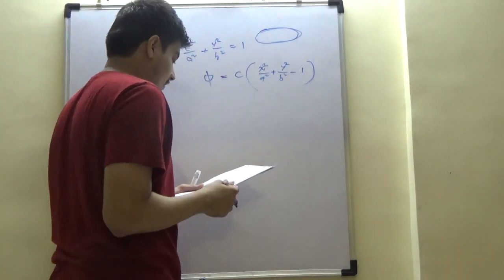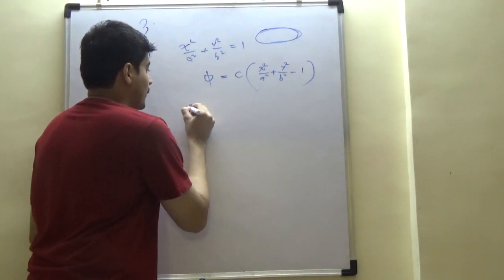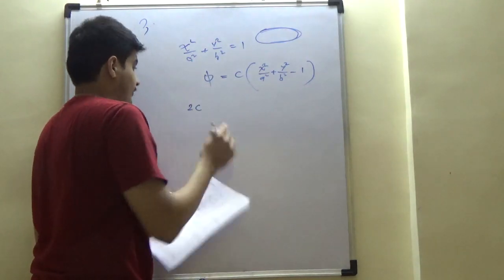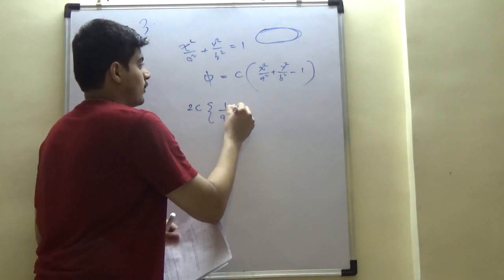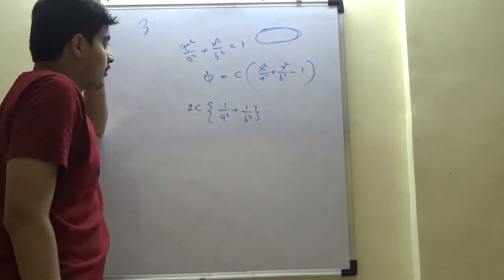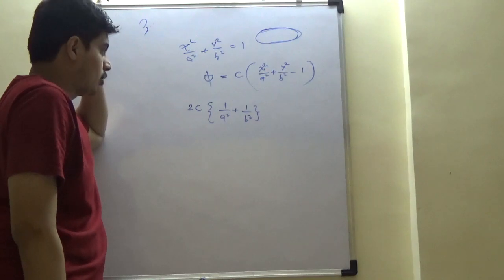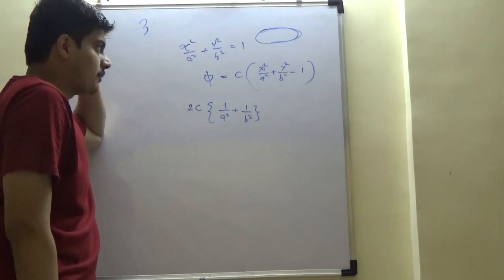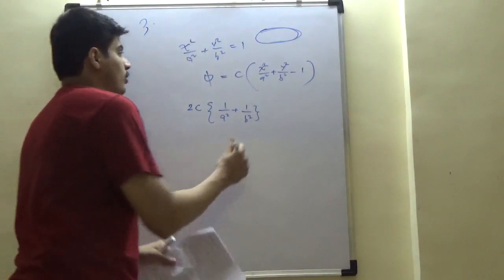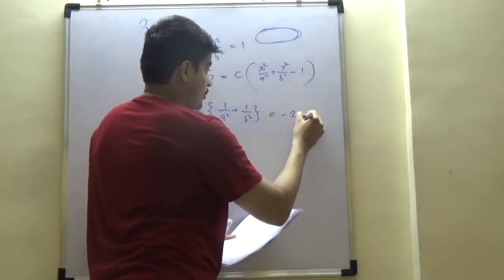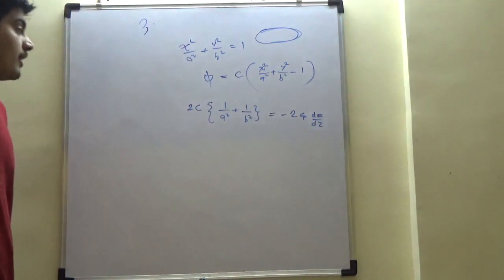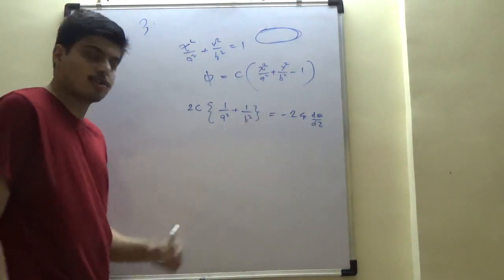If this is the case, then by double differentiating this, what I will get is 2c times 1 upon a square plus 1 upon b square, right? Del square phi by del x square is going to be 2x, and then 2 is going to come out from both the sides. Y square is here. This is going to be minus 2g d theta by dz. This analogy, del square phi, is equal to a constant, and this constant is minus 2g theta dash.